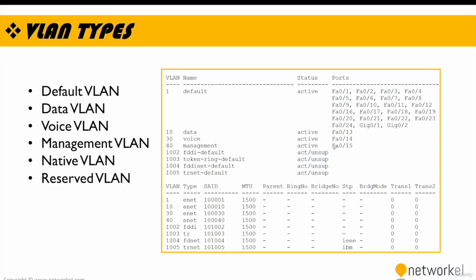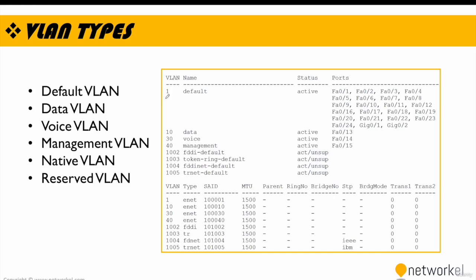And we have the reserved VLANs. There are some VLANs that are reserved internally on your switch in order to be used in other environments such as FDDI, Token Ring, etc. Those are the VLANs between 1002 and 1005. Here on the screen you are seeing a show vlan output of a switch.